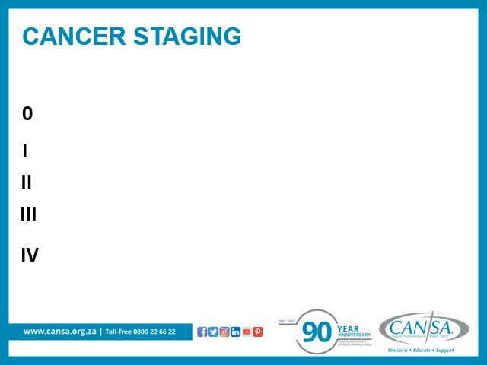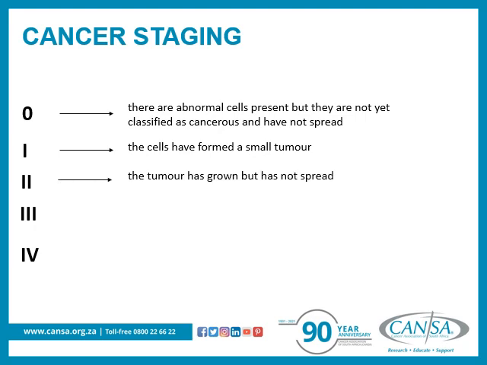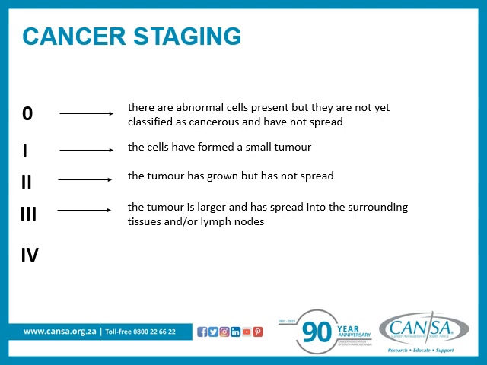In stage 0, there are abnormal cells present, but they are not yet classified as cancerous and have not spread. In stage 1, the cells have formed a small tumor. In stage 2, the tumor has grown, but has not yet spread beyond the original organ. In stage 3, the tumor is larger, and it has spread into the surrounding tissues and/or the lymph nodes. In stage 4, the cancer has spread into at least one other organ.